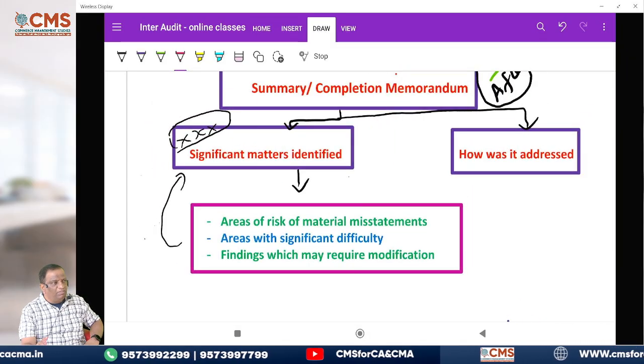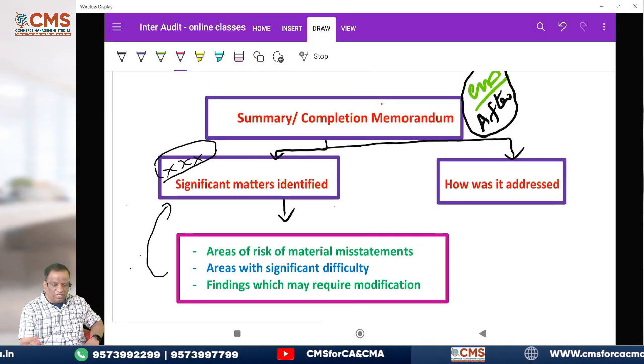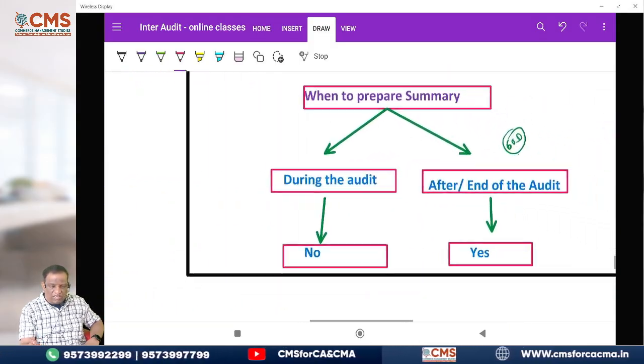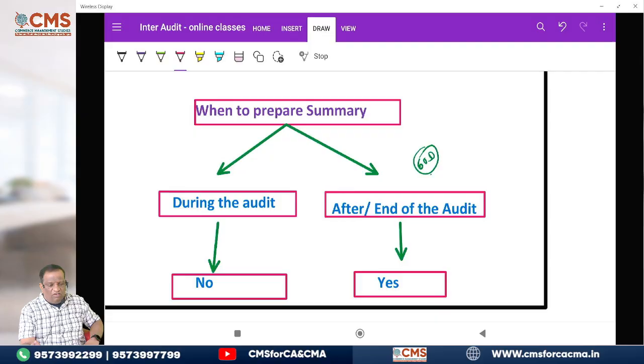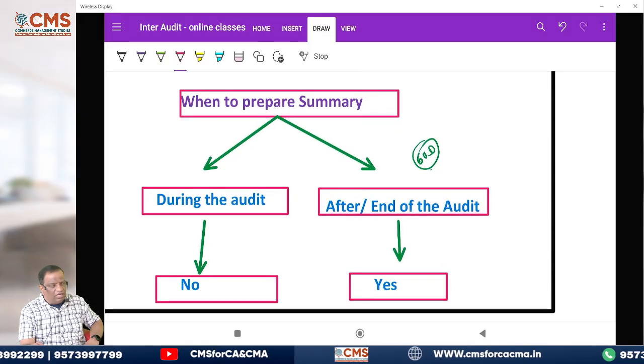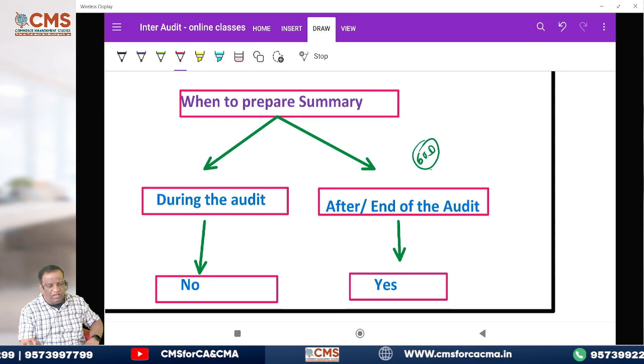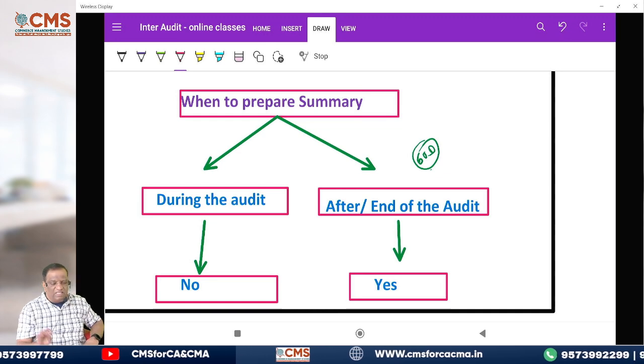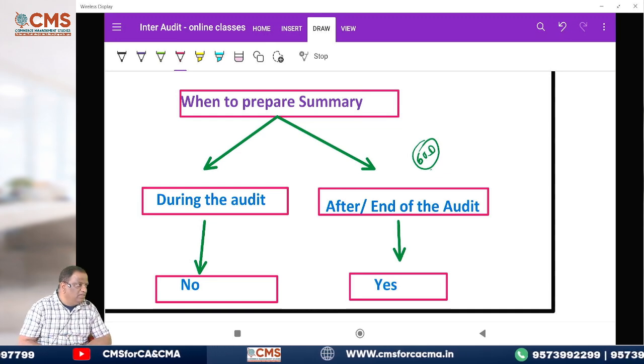But this is prepared by the auditor at the end of the audit, not during the audit. That is why he is asking when to prepare that summary. Is it during the audit or at the end of the audit? Not during the audit. It is prepared after the audit. But when he says after the audit, within how many days do I have to complete it?